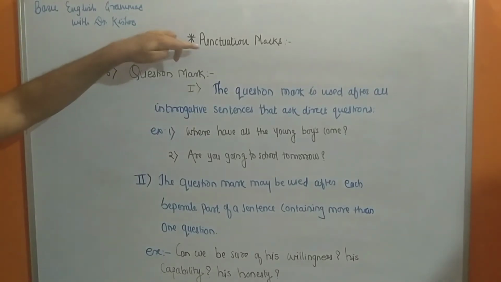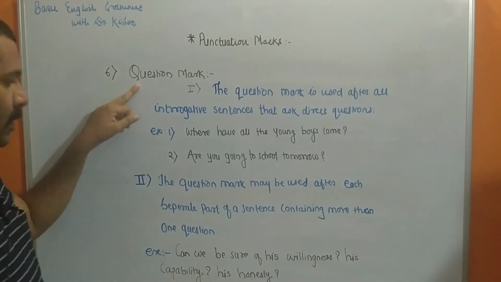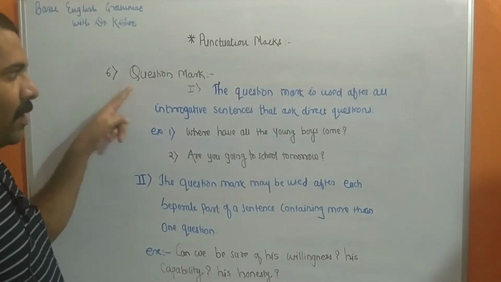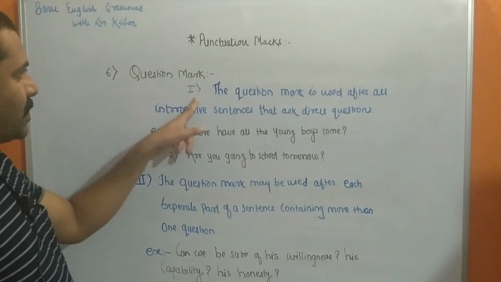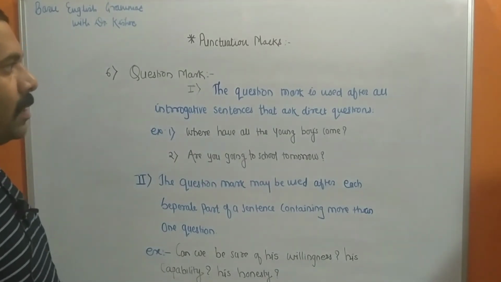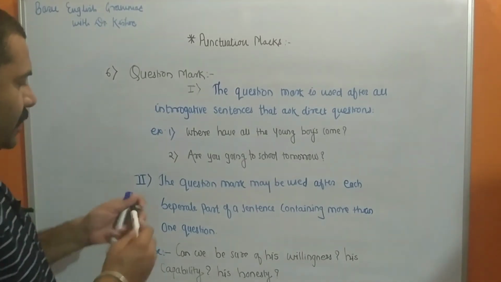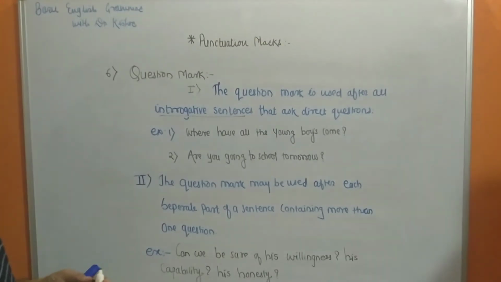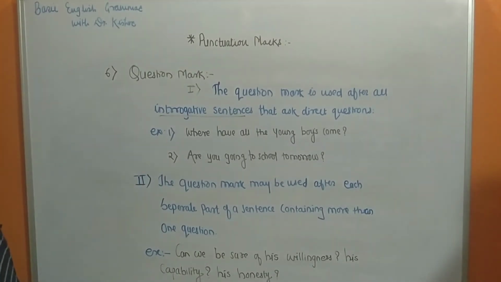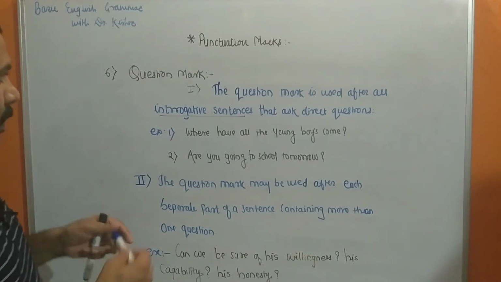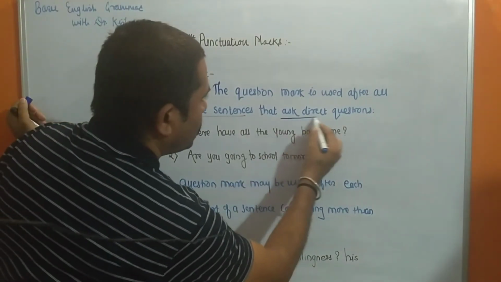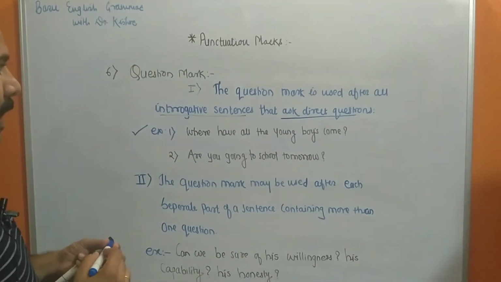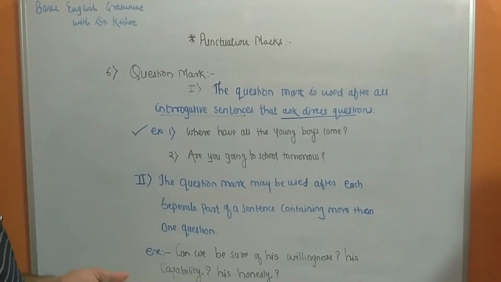Now the next punctuation mark is the question mark. So what are the uses of the question mark? How do we use the question mark while writing a sentence? Now see, the first one is that the question mark is used after all interrogative sentences. In interrogative sentences we use the question mark. It is very easy to identify or write an interrogative sentence, which asks direct questions. Now see the example, the first one is: Where have all the young boys gone? So lastly, it is very easy.